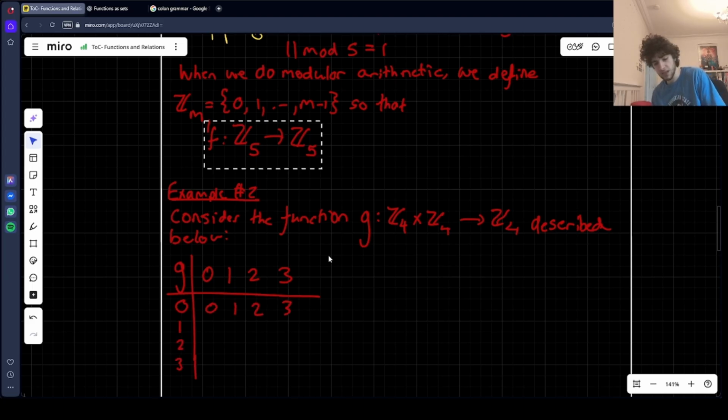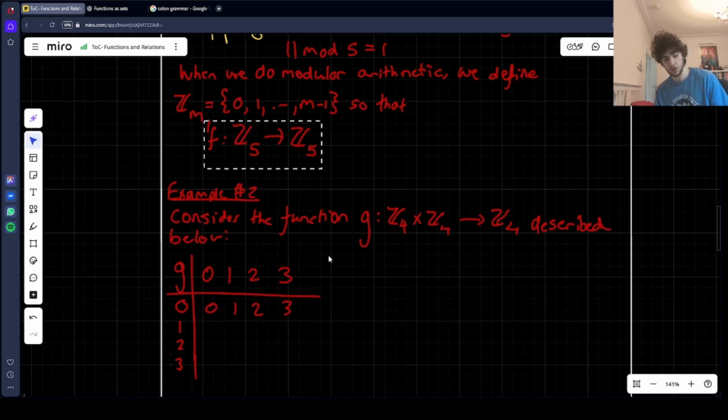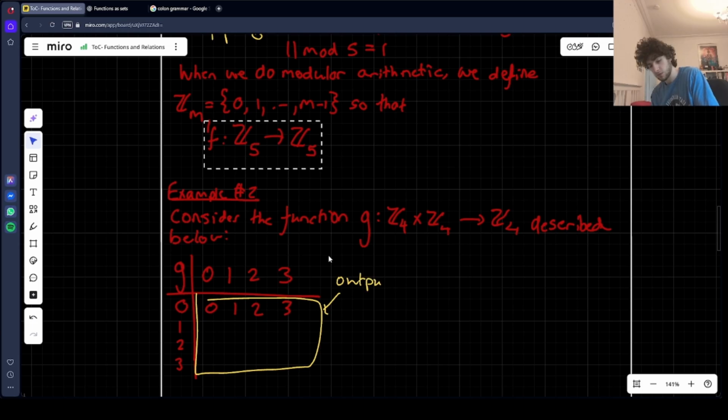What's actually inside the table doesn't necessarily matter, because it's not really the point of what I'm trying to get at. It's more just what is generated when you do something specific, which I'll explain. These are just the values, these are your outputs of the function. So it's going to look like 0, 1, 2, 3, 1, 2, 3, 0, 2, 3, 0, 1, and then 3, 0, 1, 2. So that is effectively a grid of outputs.